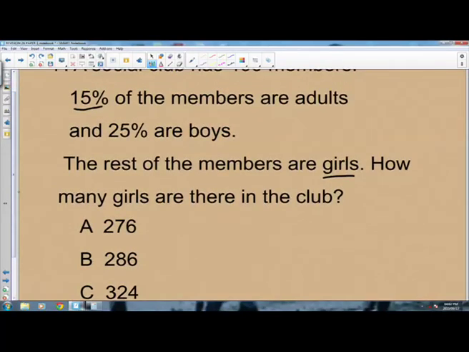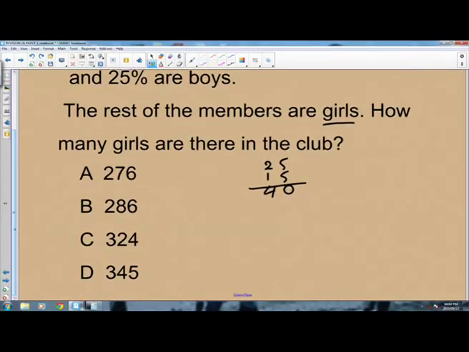We can just add 15% plus 25%. And what is 15% plus 25%? This is 25 plus 15, 5 plus 5 is 0, 2 plus 1 is 3, so 40. It means adults and boys are taking a portion of 40%, meaning 60%, which is the remaining percentage, is for girls, because it's just 100% minus 40%. So this will give us 60% as the percentage for girls.